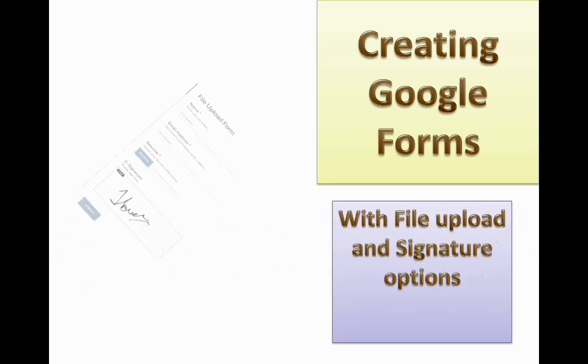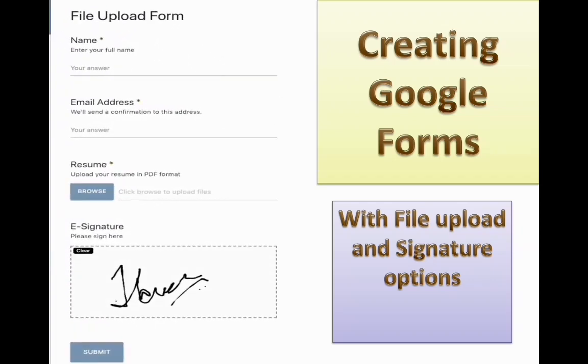So how will we prepare it? What is the process of it? This will be discussed in today's session. While preparing a Google form which has file upload and signature options, it can be done by using a form builder. The form builder which we will use here is Form Studio. Form Studio is an online form builder for creating file upload forms that resemble Google Forms.